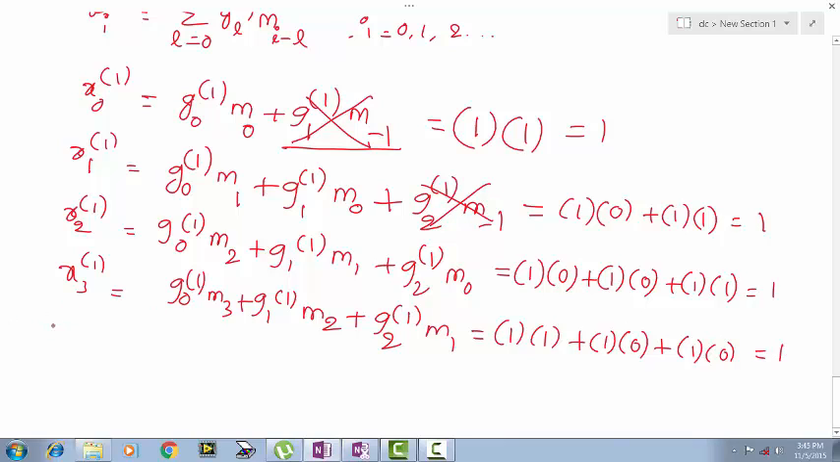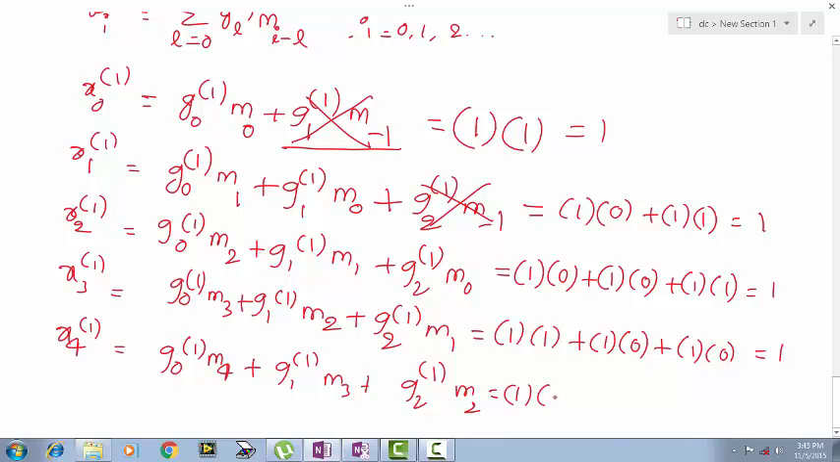So next x_4 of 1, G_0 of 1 m_4, next G_1 of 1 m_3 plus G_2 of 1 m_2, which is equal to 1 into 1 plus 1 into 1 plus 1 into 0. So which is equal to 1 into 1 is 1, 1 into 1 is 1, 1 plus 1 is 0, 0 plus 0 is 0. So I will be getting 0.